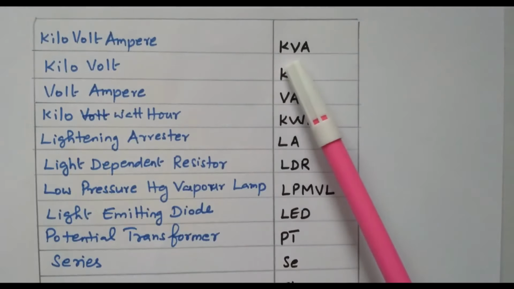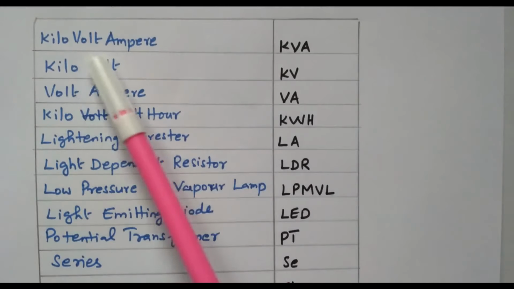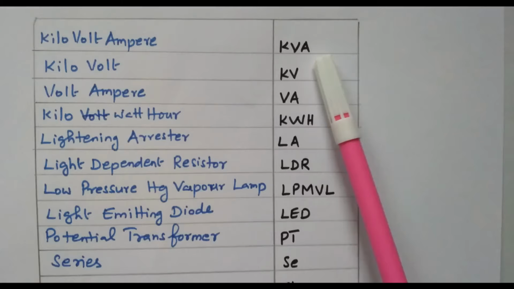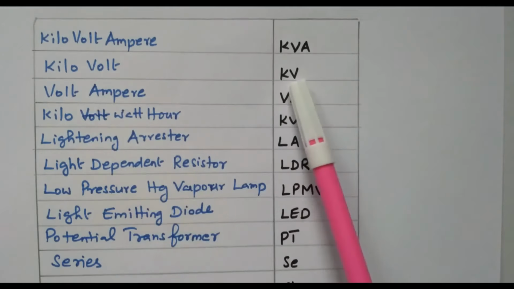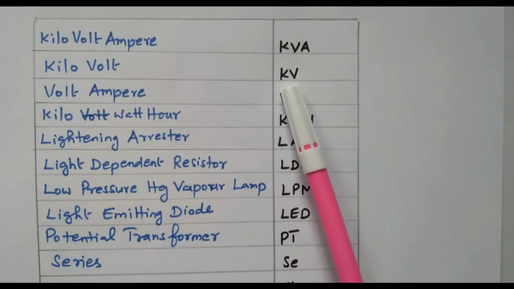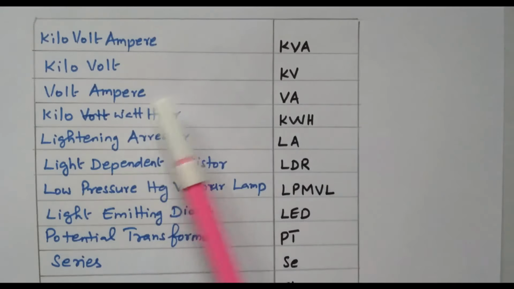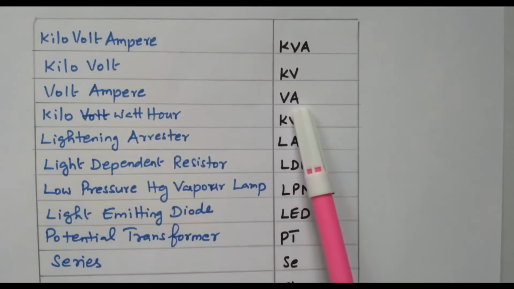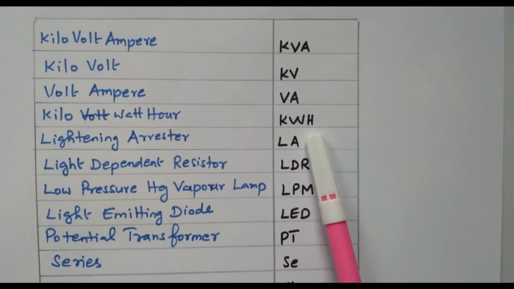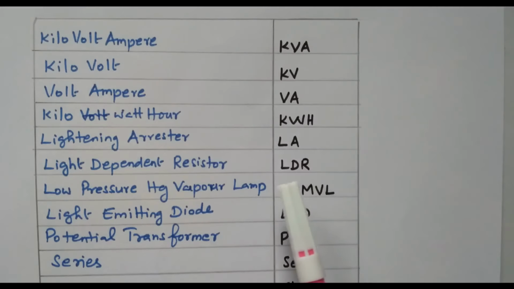Then KVA. KVA refers to kilovolt ampere. Kilovolt ampere is the apparent power. Then kilovolt, kV. Voltage is the normal one; kilovolt, in order to have the 10 to the power 3, is defined as kV. VA is voltage and ampere. This is kilovolt ampere, this is normal voltage and ampere. Then kilowatt hour, watt hour used in an energy meter, kWh.